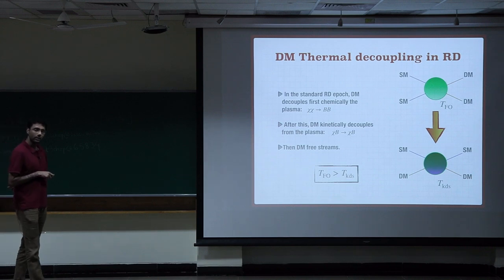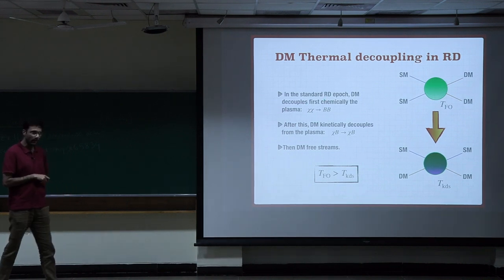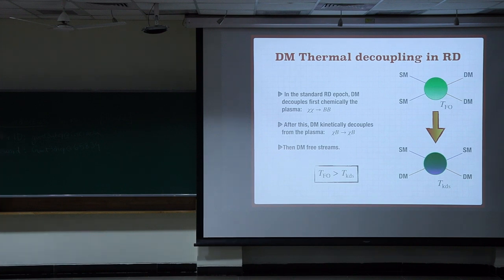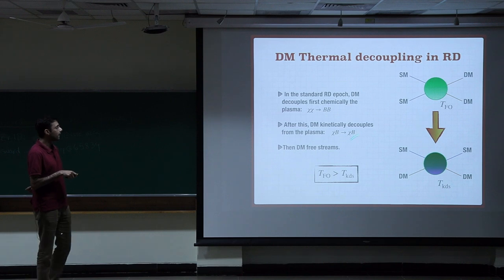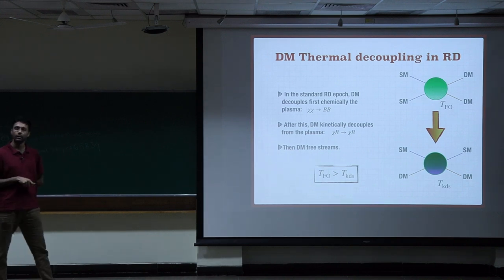So, in the standard radiation-dominated epoch, the dark matter first decouples here. That means I have only one unidirectional channel, through which the dark matter particle can go to the bath particle. Below that temperature, since the dark matter particle is still in the bath and the standard model particle is also there, they can kinetically couple with each other. That means standard model and dark matter can still scatter into standard model and dark matter.